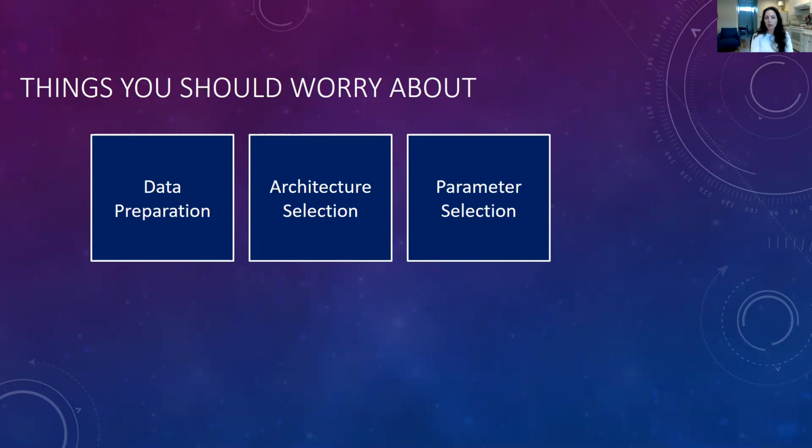Parameter selection is something that we roughly touched on, but what you need to know is that for each learning algorithm, selecting the right values for each hyperparameter is really important. Some examples could be learning rate, regularization, number of layers, and so on. Just make sure that you're aware of these things.